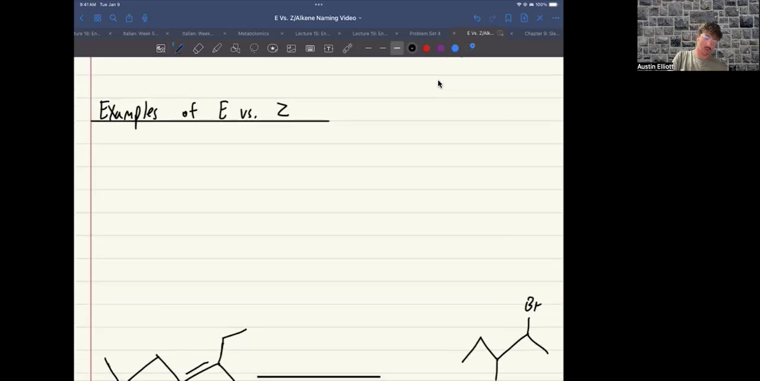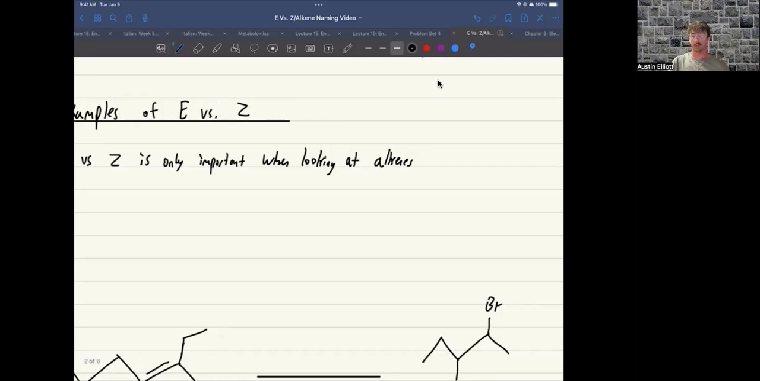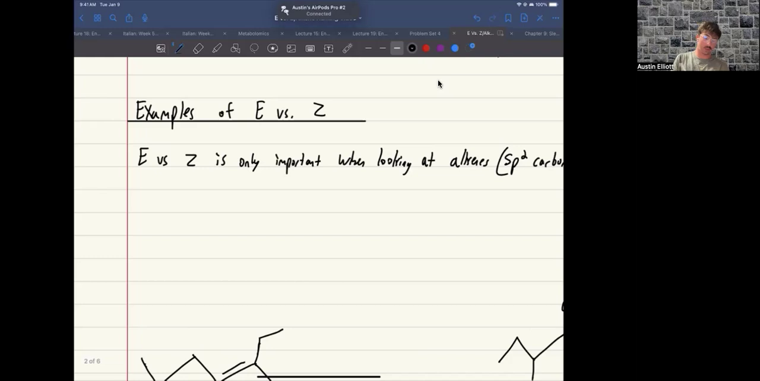E versus Z is only important or applicable when looking at double bonds or alkenes. If you have an alkane, you're never going to have E versus Z because there's no sp2 carbons. So that's the main thing: sp2 carbons are what you're looking for. And when you start, you'll start by looking at the two sp2 carbons.